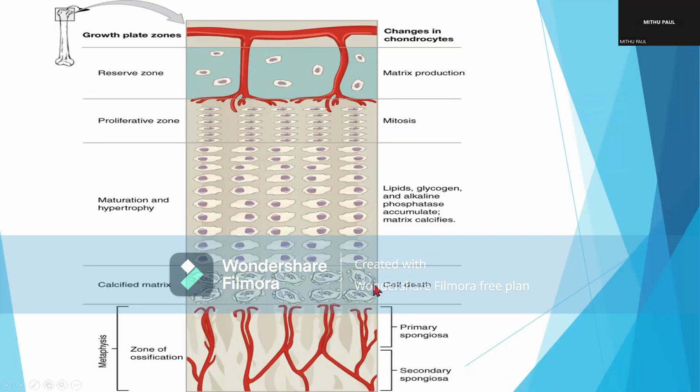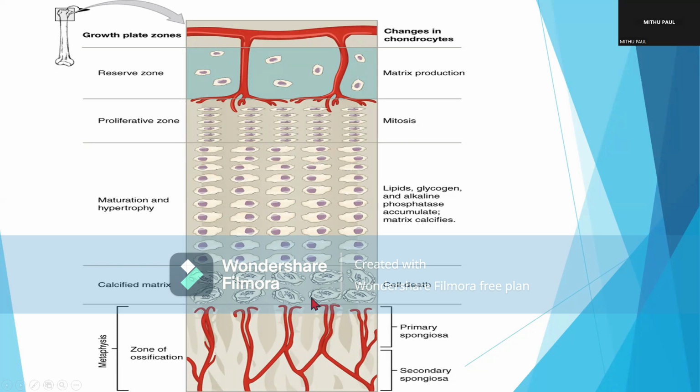This is the growth plate. How will the growth at the epiphyseal region occur? See here, this is a pictorial representation of the epiphyseal cartilage. This part is the metaphysis, that is the upper part or end part of the diaphysis nearer to the epiphyseal cartilage. In the epiphyseal region properly, there are different zones of cells.